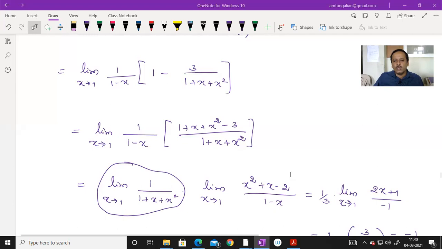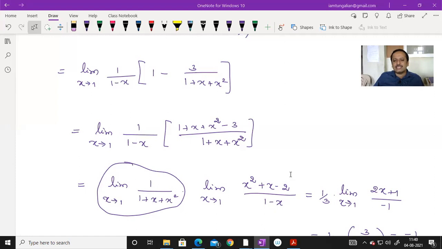That is also 0 by 0. So I am using L'Hospital's rule, differentiate it. Derivative of x square is 2x plus the derivative of x is 1, so 2x plus 1 minus derivative of 2, which is 0, divided by 1 minus x, whose derivative is minus 1.